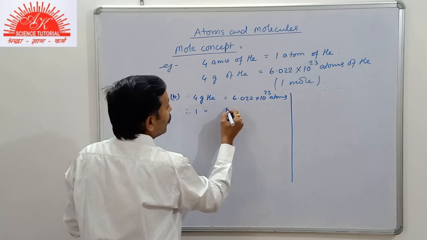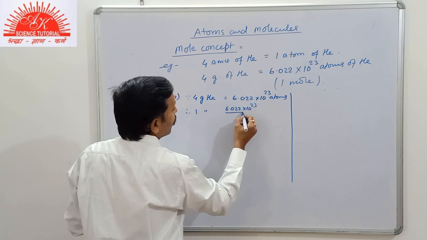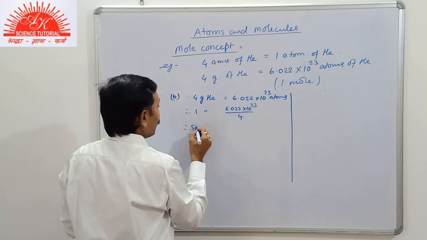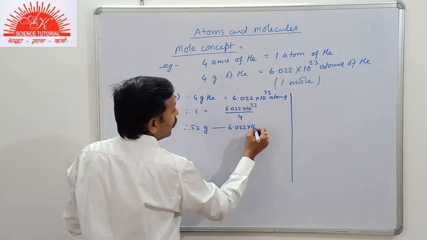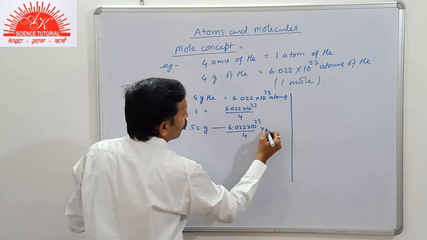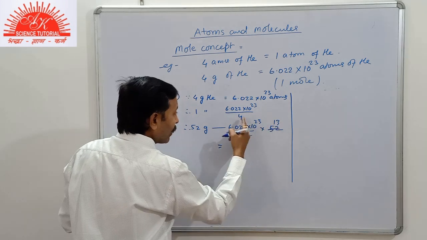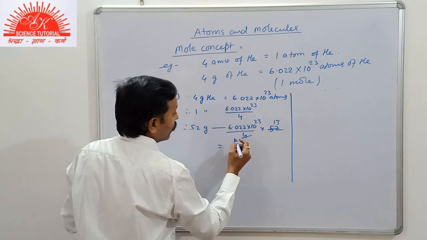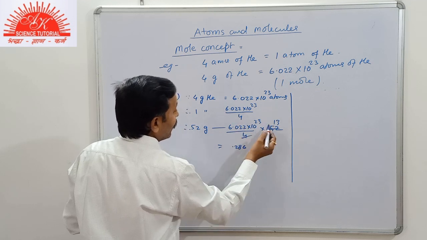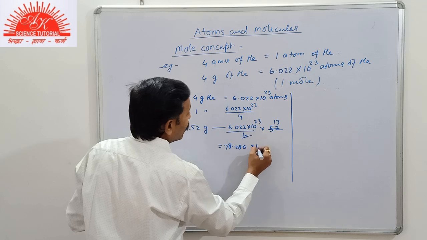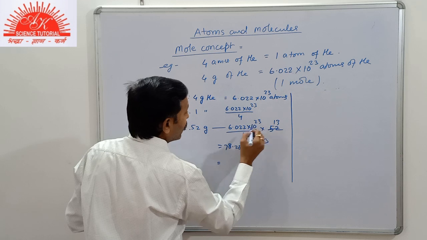Therefore, 1 gram helium has 6.022 into 10 to the power 23 by 4 atoms, and hence 52 gram helium will be 6.022 into 10 to the power 23 by 4 into 52. Now this is 13, hence you can multiply here 13 into 6 is 78, 13 into 2 is 26, and then 13 into 6 is 78 into 10 to the power 23. Hence this is taken as a whole.